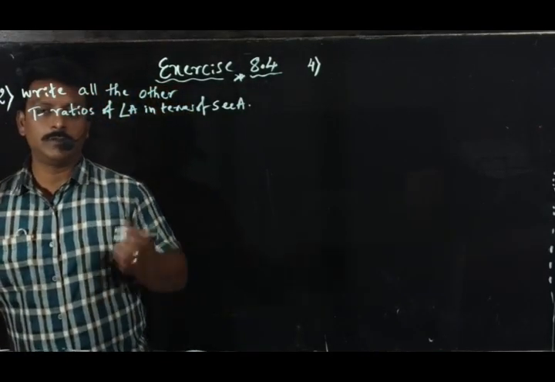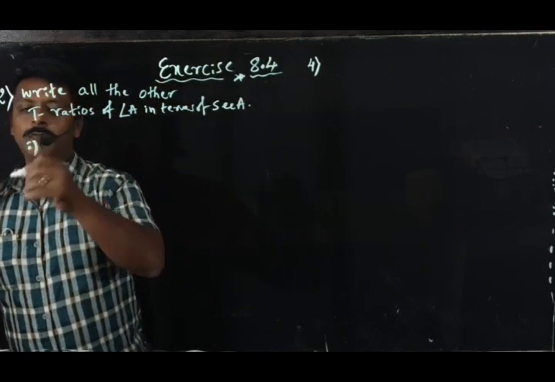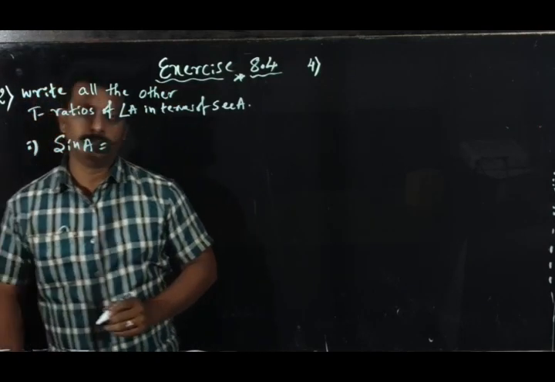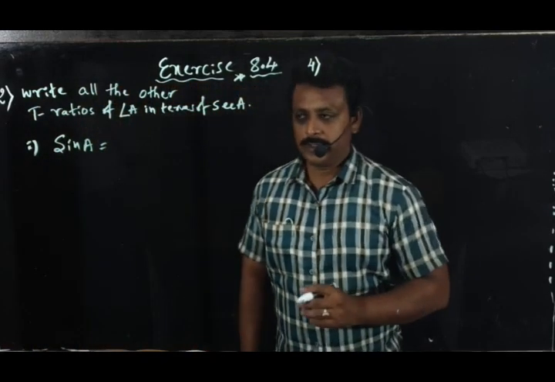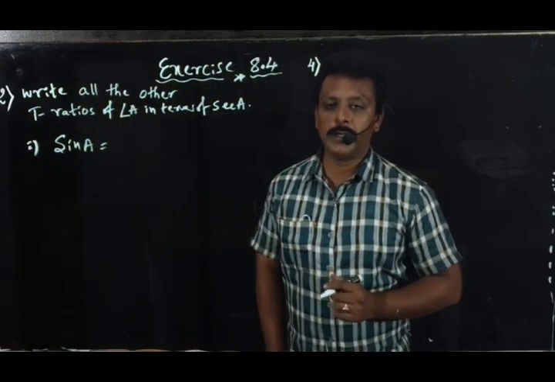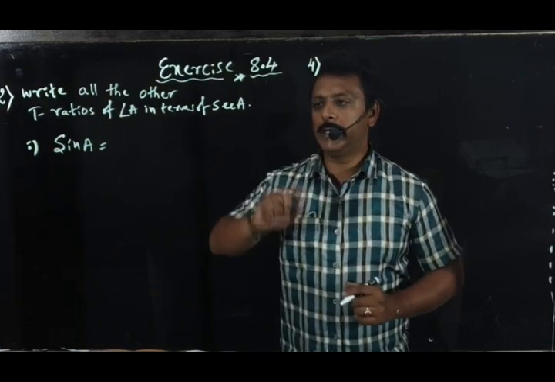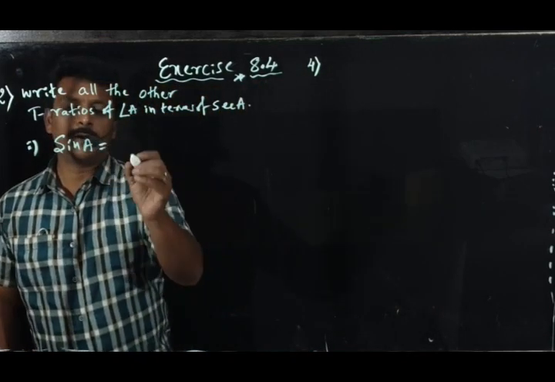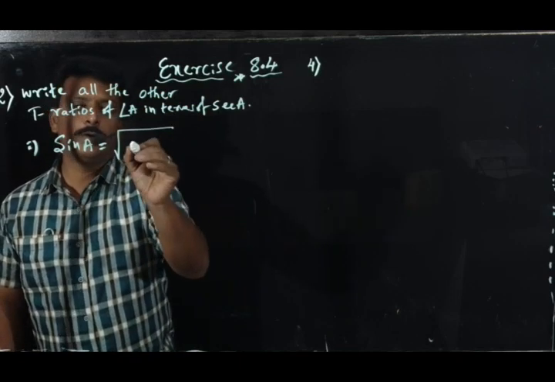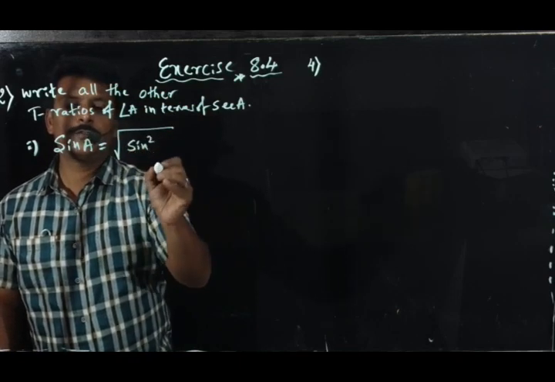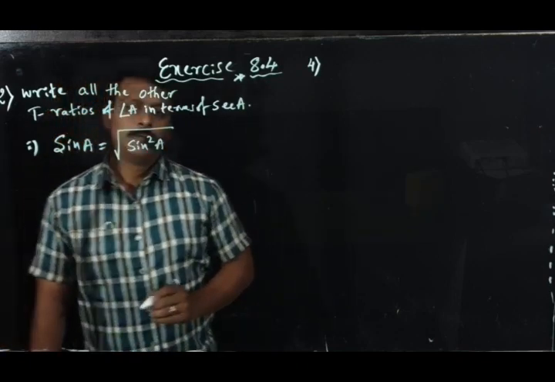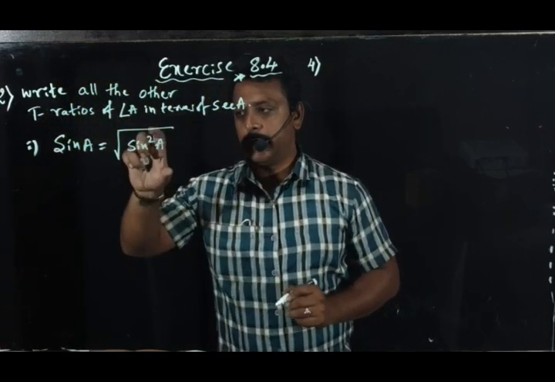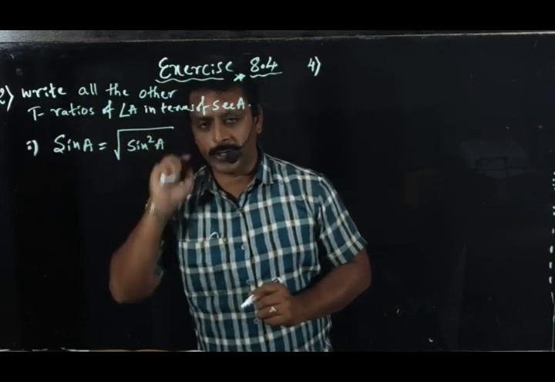So I'm going to start with the first one. What is the first ratio? Sine A is equal to sine A. This is our given trigonometric ratio. We have to convert it in terms of sec. How to convert it? For that, I am going to take the square root of sine square A. What did I do? Sine square A, I wrote as square root of sine square A. If you cancel the square root, you will get sine A only.